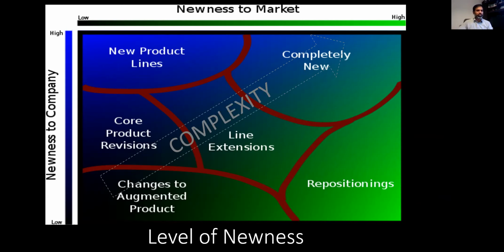So you've got repositioning, which is essentially the same product. You're just trying to find a different use and putting it towards a new market. So you're not making too many changes to the product. I've been involved with some projects too in a market. Marketing is a funny word.